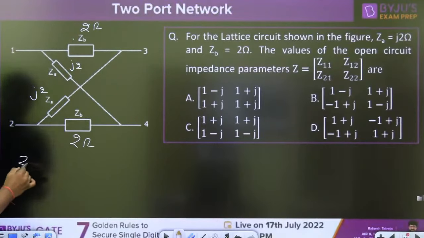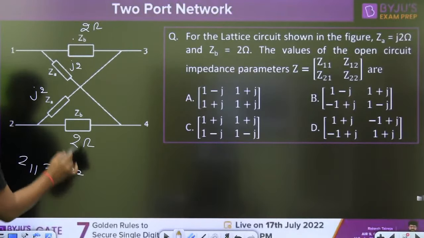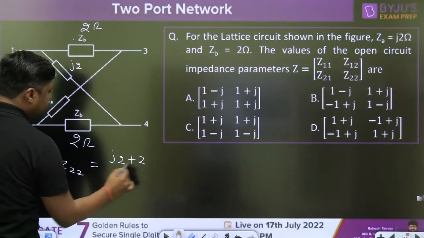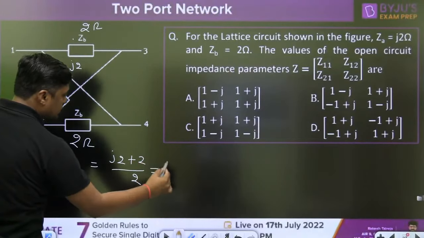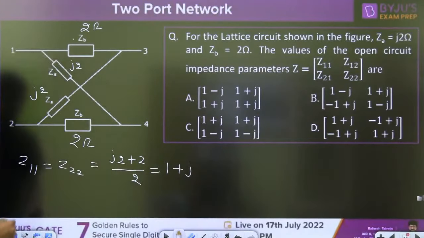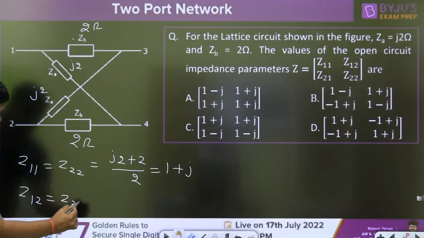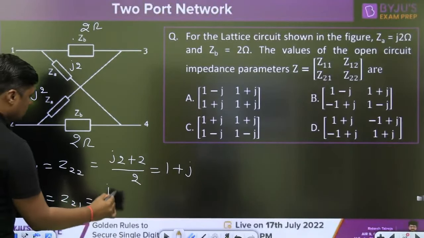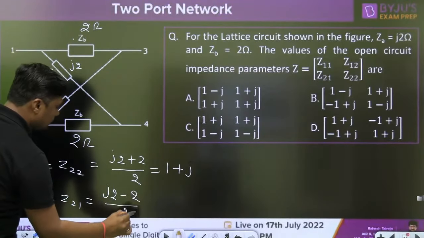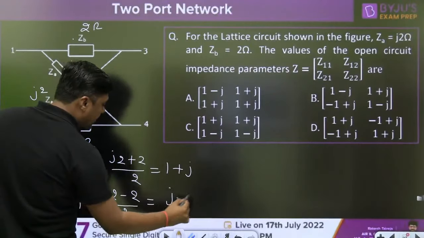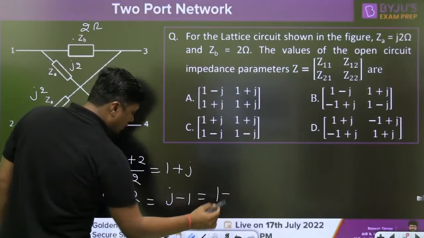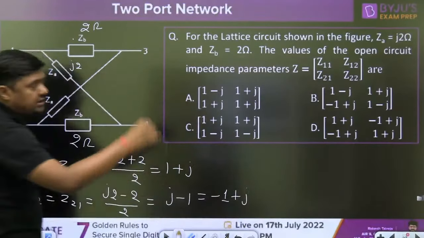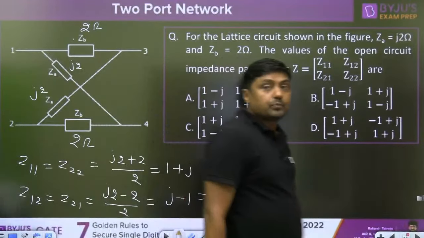2. You can find that Z11 is equal to Z22. This plus that, j2 plus 2 divided by 2, and you are going to get the answer 1 plus j. Z12 is equal to Z21, that is equal to series arm minus parallel arm upon 2. And you are going to get j minus 1, that is, minus 1 plus j. Now you can verify the answer for this question.